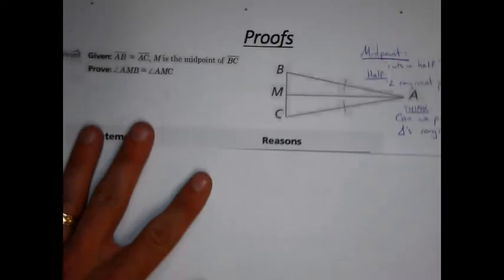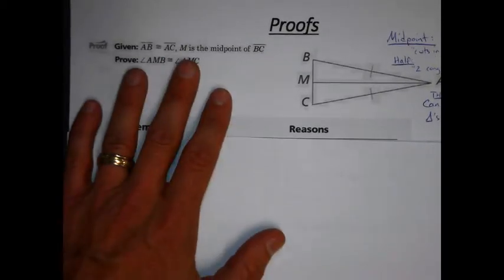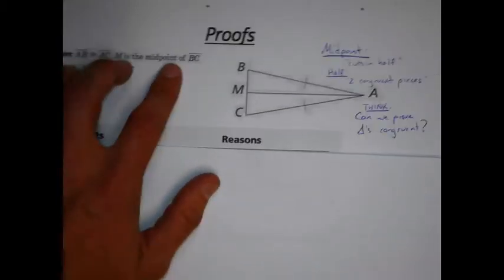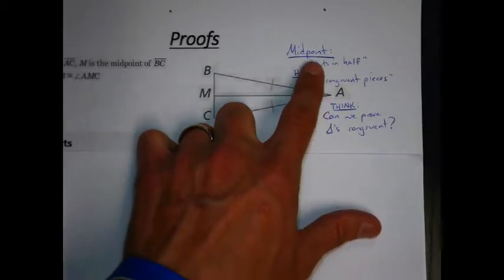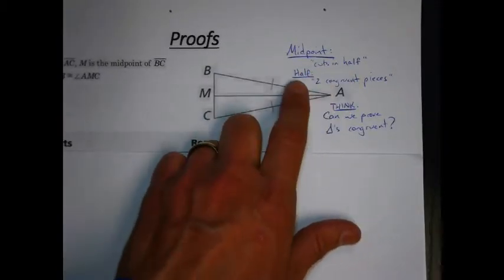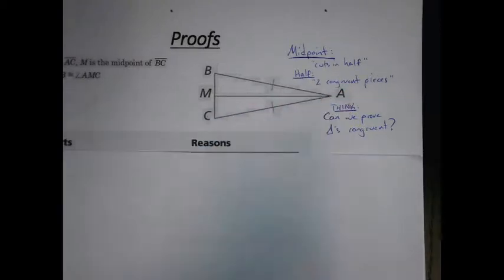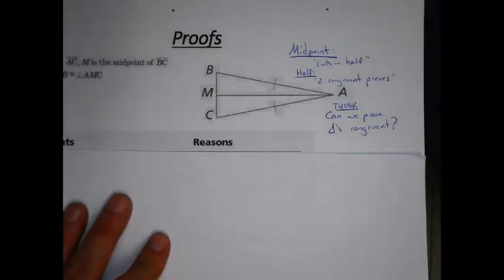Moving on. Next proof. More proofs. So this is a good one. We have the situation here, the diagram. M is the midpoint. What the heck does midpoint mean? Midpoint cuts in half. What does half mean? Half means we have two congruent pieces. It's a clever thing. So again, we've got to think, can we get congruent triangles?